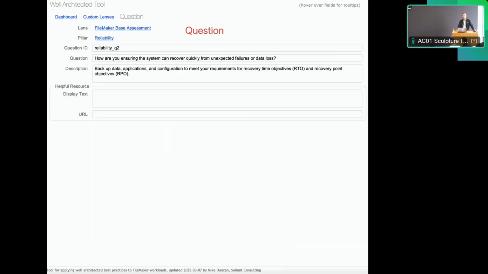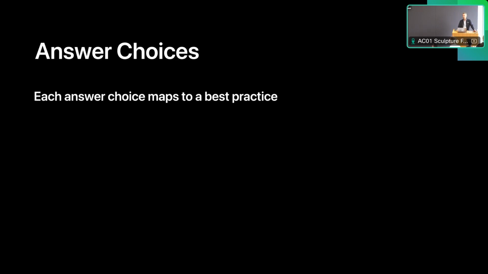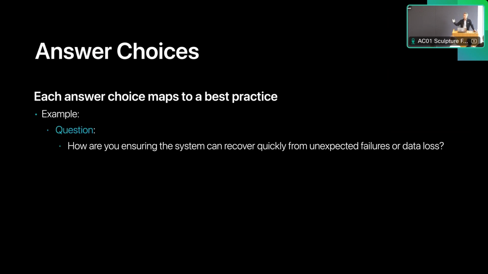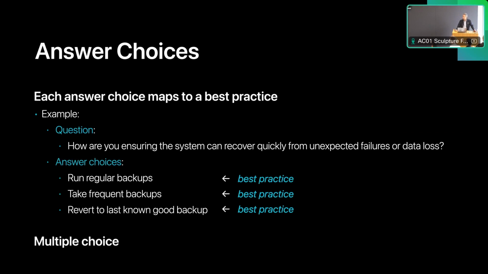And if you click into a question, this is where you can define what the question is and list out the different best practices that could be the answer choices for the question. Now, each one of those answer choices maps to a best practice, right? So when we say answer choices, we mean best practices. So for instance, if we ask the question I used as the example before, how are you ensuring the system can recover quickly? We could list out 3 answer choices. Each of those is a best practice. And the idea is that we would then select which ones we're following. So in that sense, it's a multiple choice question. Right? We could say, okay, we're doing the first 2, we're not doing the third one.